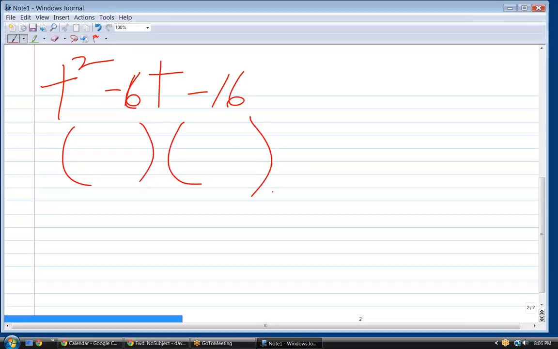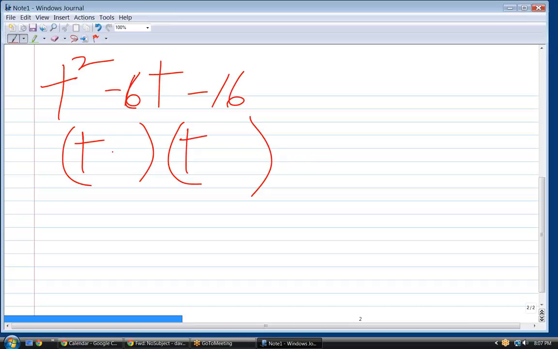It's pretty hard to factor if you leave this t squared over there on the right, at least it is for me. With the method you're using, it might be just fine to do it that way. So for this one it would be t minus 4 and then t plus 4.